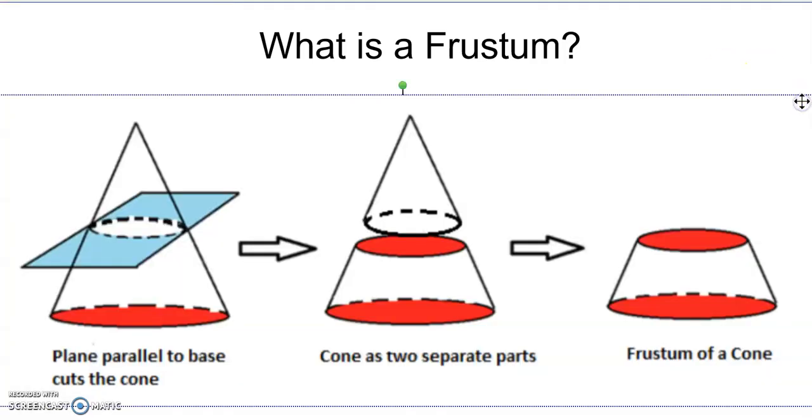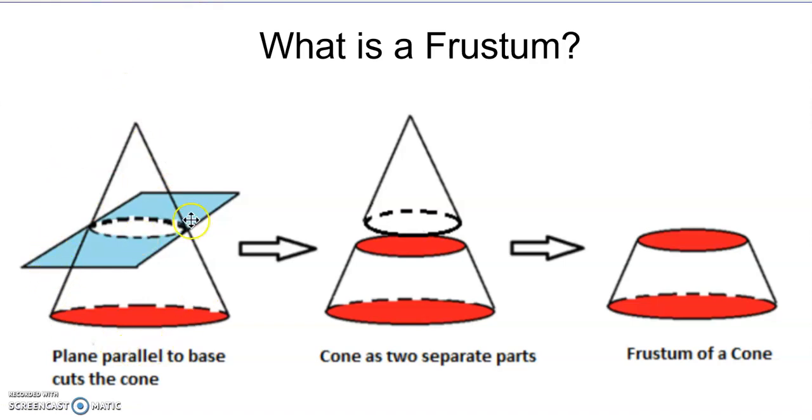If we take a look at this diagram here, we initially have a cone. Then we slice that cone with a plane, and notice it is parallel, so it's not a slanted cut. It's just a straight cut parallel to the base. Then it forms a cone on the top, and what remains once you take off that cone is the frustum. So we have a smaller cone on the top and a larger cone.